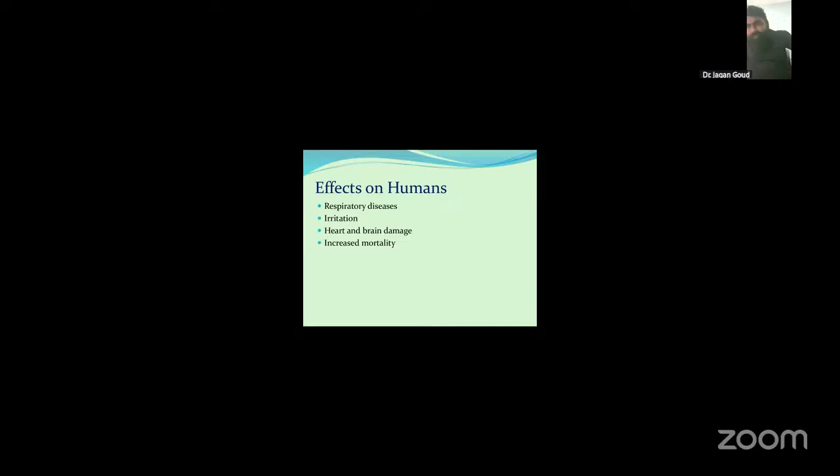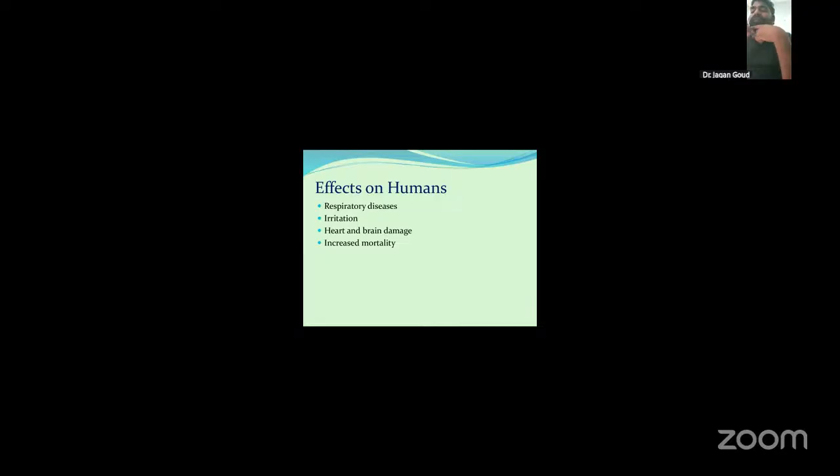Okay, third one is heart and brain damage. Air pollution is increasingly recognized as a systemic risk factor, not only a respiratory hazard. Cardiovascular effects: the mechanism is that fine particles enter the bloodstream, causing systemic inflammation, endothelial dysfunction, and increased blood coagulability. Outcomes are hypertension, atherosclerosis, arrhythmias, myocardial infarction, and stroke.